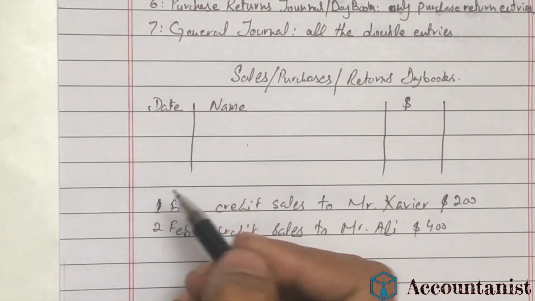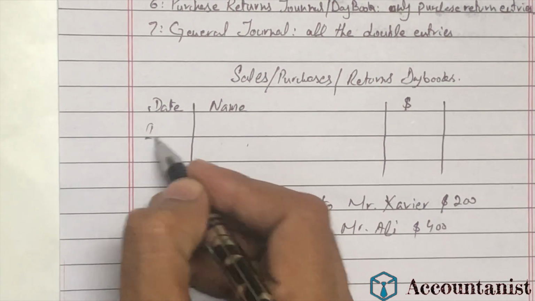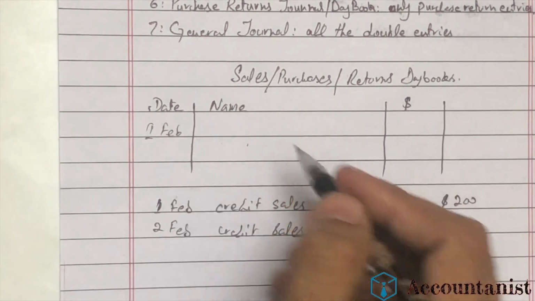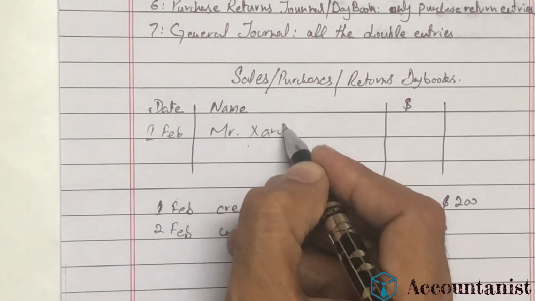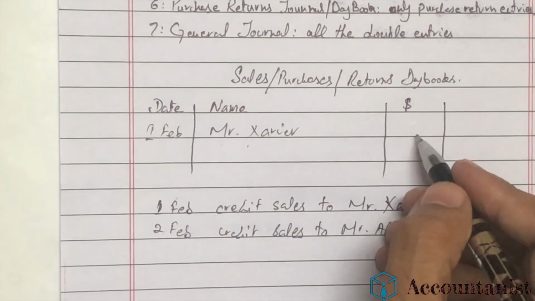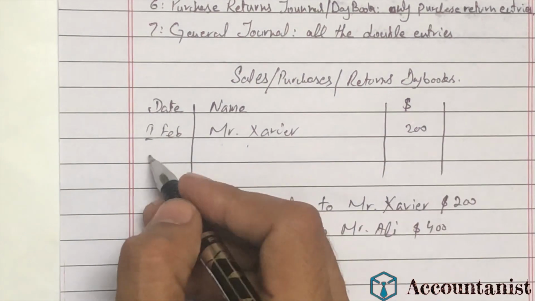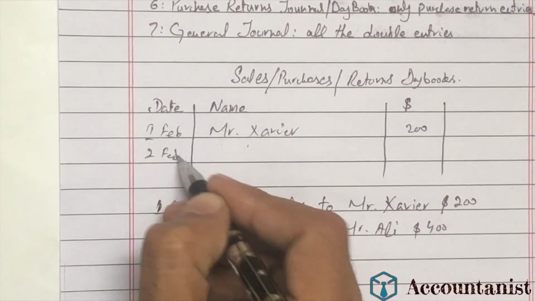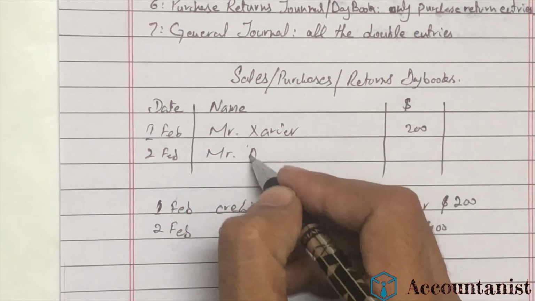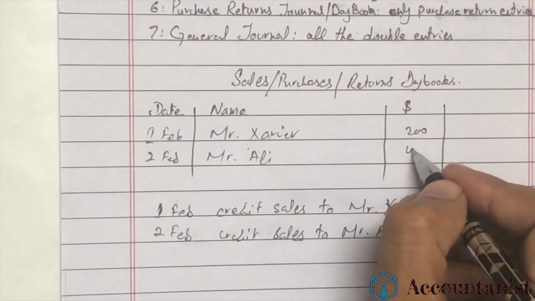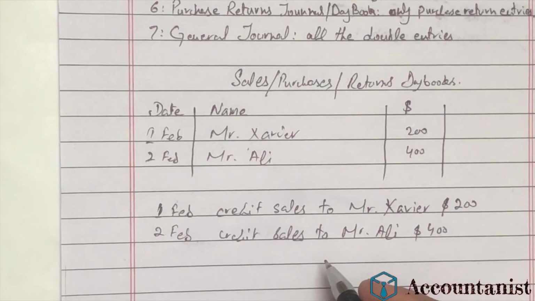So I'm going to transfer this into the sales daybook. We'll write down the date here, 1st of February. We'll write down the name, Mr. Xavier, and we'll write down the amount in the amount column. The same will apply to the next entry, 2nd of February, Mr. Ali, and the amount will come here.